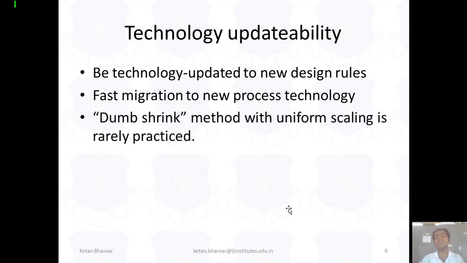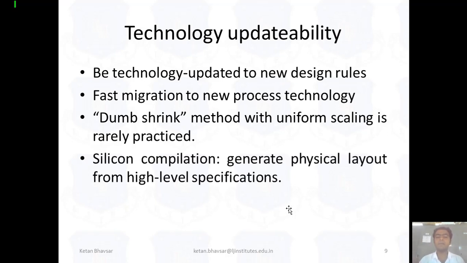Dumb string method with uniform scaling is rarely practiced. It's one of the methods where we apply a scaling factor, meaning we have to apply voltage scaling and current scaling based techniques to measure the performance of the chip.